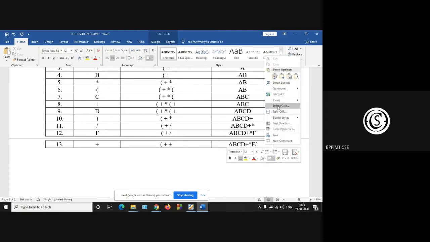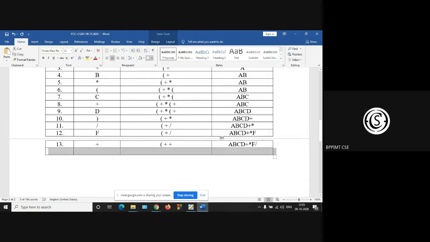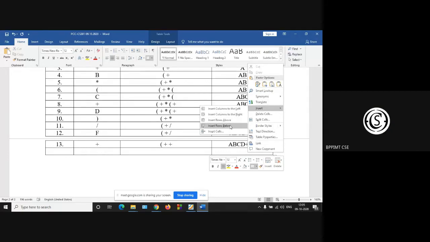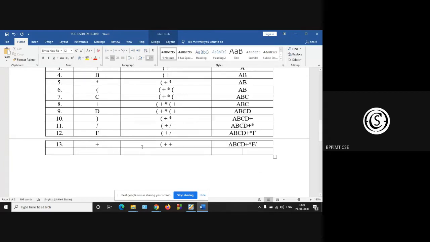Up to this clear? Sir, plus also has the same priority. So will they stay or? No, there are two plus. You have to put these two plus at the same time, because this plus is used for popping this division. So it won't pop the next one. Yes. Okay, sir.